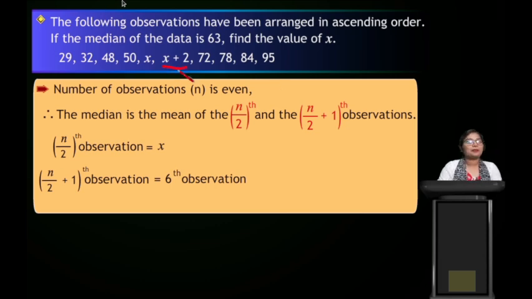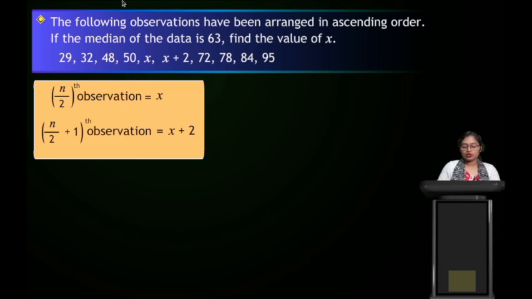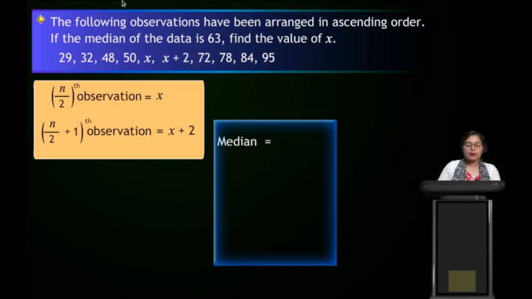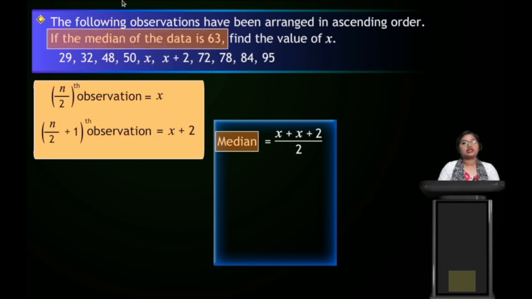Yes, it is n plus 2, right? So the 6th observation in the given set of data is x plus 2. So next what we have to do? Yes, we have to find out the mean for these two observations, right? Now let's find that. So the median is equal to the mean of these two values, that is x plus (x plus 2) by 2. In the question they have given the median value, that is 63. So in the place of median we can substitute 63.